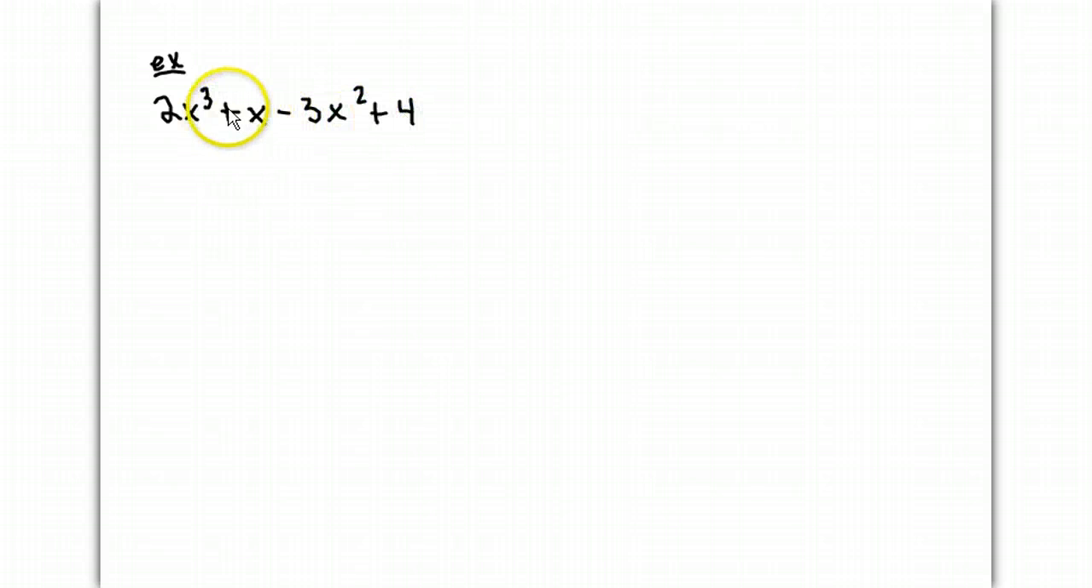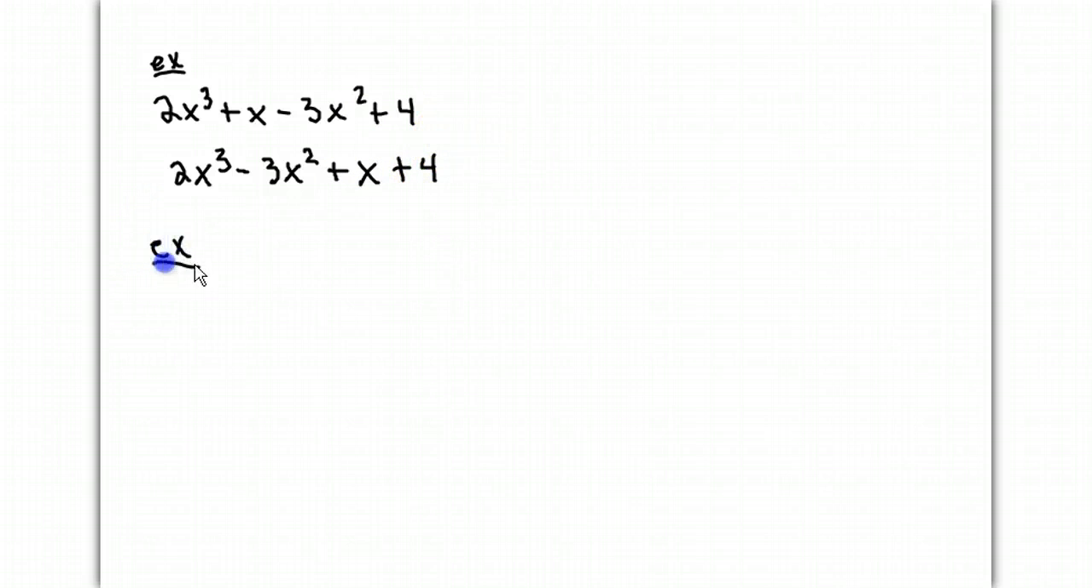To write polynomials in descending order, let's say you have the polynomial 2x to the third plus x minus 3x squared plus 4. Descending order is they want the highest power first. So you would have 2x to the third first, because the power of x is 3. Next you would have a minus 3x squared because that power is 2. And then a positive x because that power is 1, and then a plus 4. So that's what it would look like in descending order.